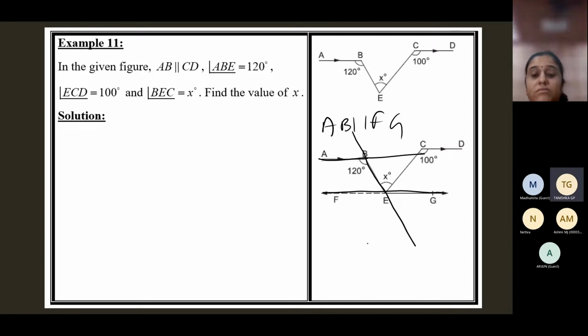Ma'am, and 120 and angle 1. This one is 1, no? Yes, ma'am. Angle 1 plus 120 is equal to 180 degrees, as they are interior angles. So you got angle 1 is 60 degrees. Very good. That's correct. Next.